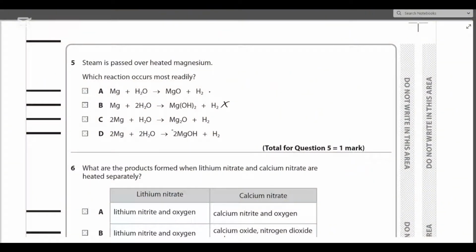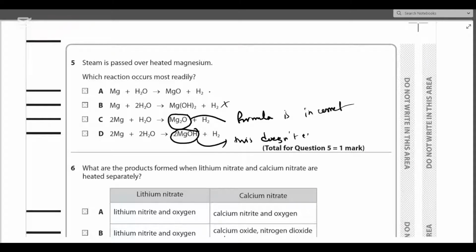If I talk about C, the formula of magnesium oxide is incorrect. If I talk about D down here, this does not exist when we decompose it. This doesn't exist. So the only option which actually happens is A.